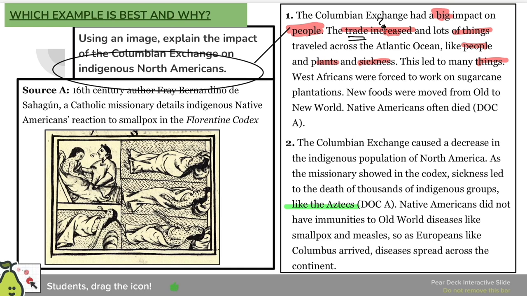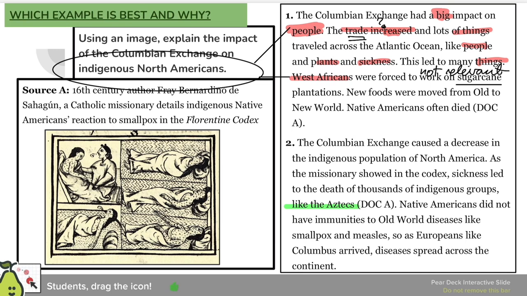West Africans were forced to work on sugarcane plantations. This document isn't about sugarcane plantations or Africa. It's about the indigenous people dying of smallpox. So while this could be outside SFI, it doesn't relate to the image. And the question specifically said, use this image. So that doesn't really answer the question.